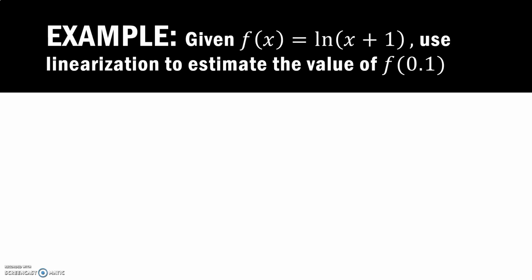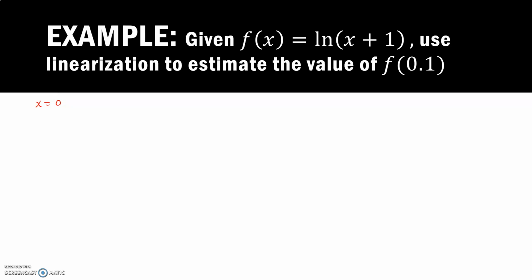All right, so given that our function is natural log of x plus 1, use linearization to estimate the value of 0.1. So this time, I need an x-coordinate that's close to 0.1, so I'm going to try using x equals 0. So if I'm writing a tangent line equation, I need three things.